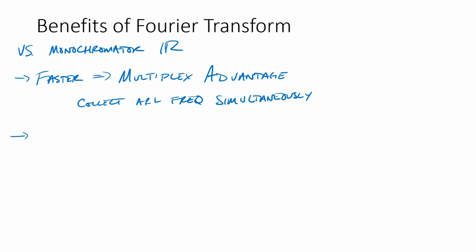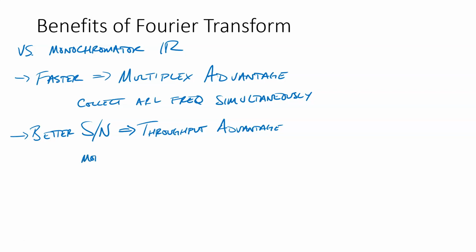We also get much better signal to noise. Now, this is not necessarily a byproduct of the instrument or of the method, but this is just a throughput advantage. All throughput advantage means is that we can take more scans in a given amount of time. And so this throughput advantage is very closely tied with the fact that it's faster due to that multiplex advantage, right? And so we can take more samples in less time.